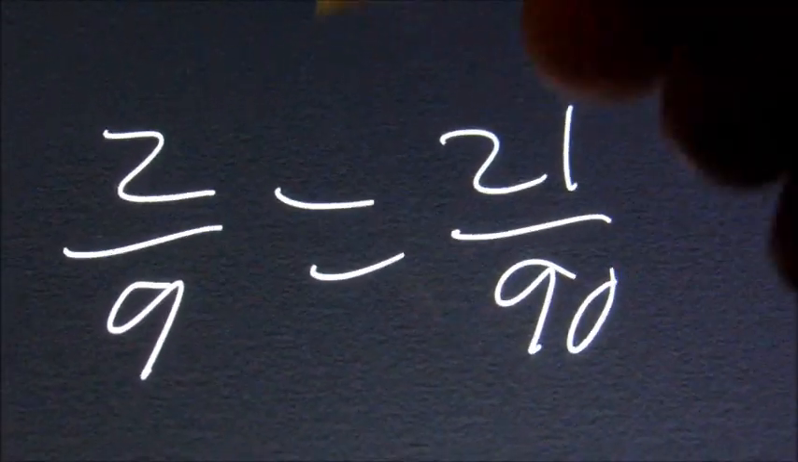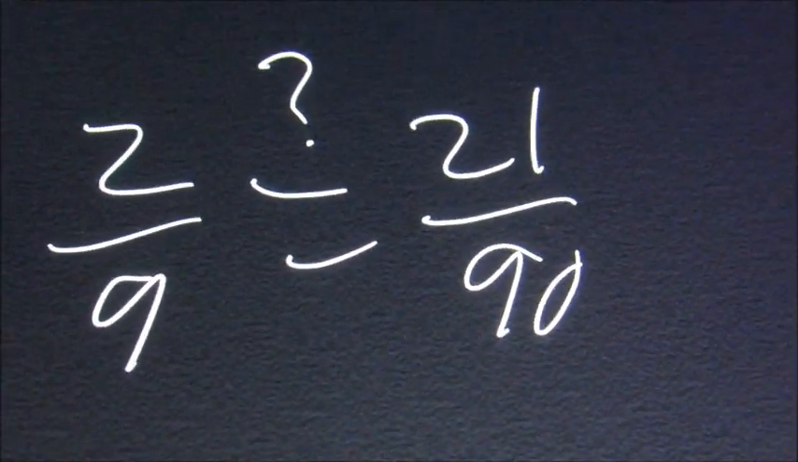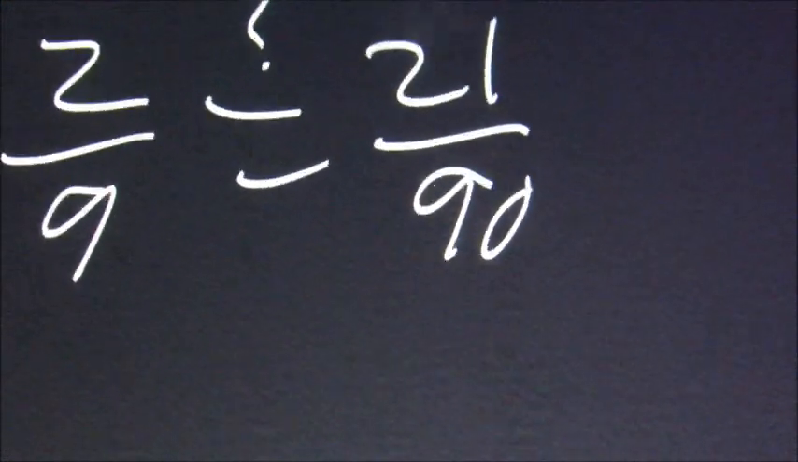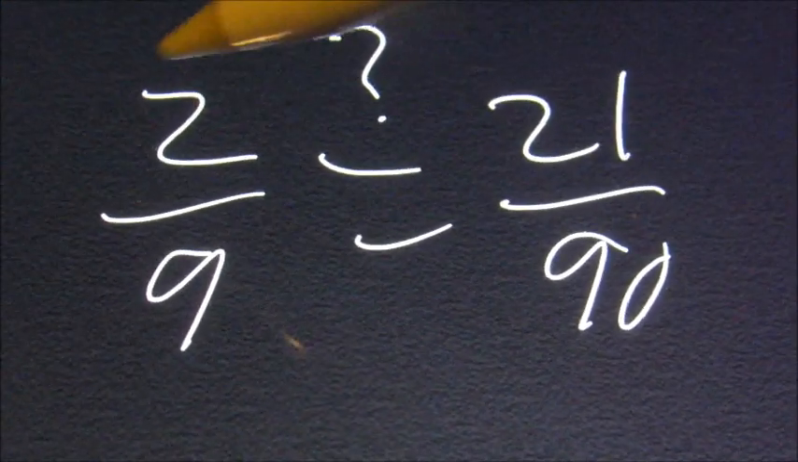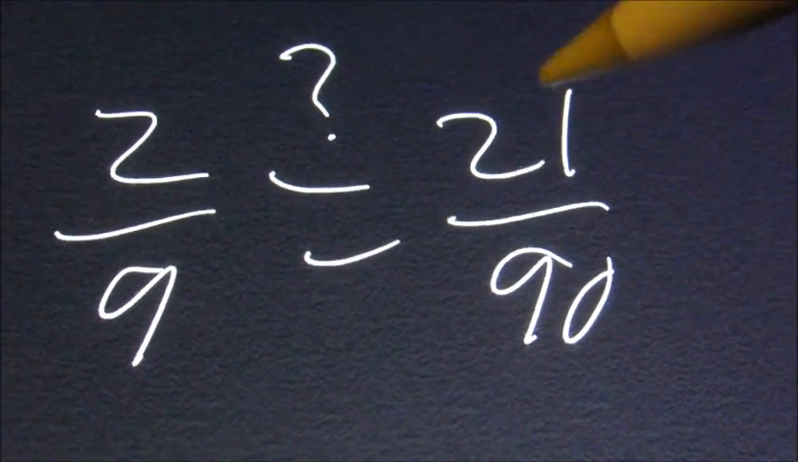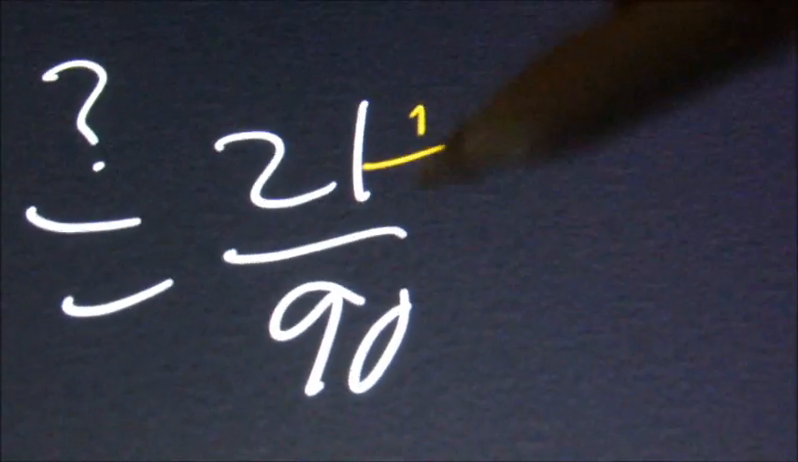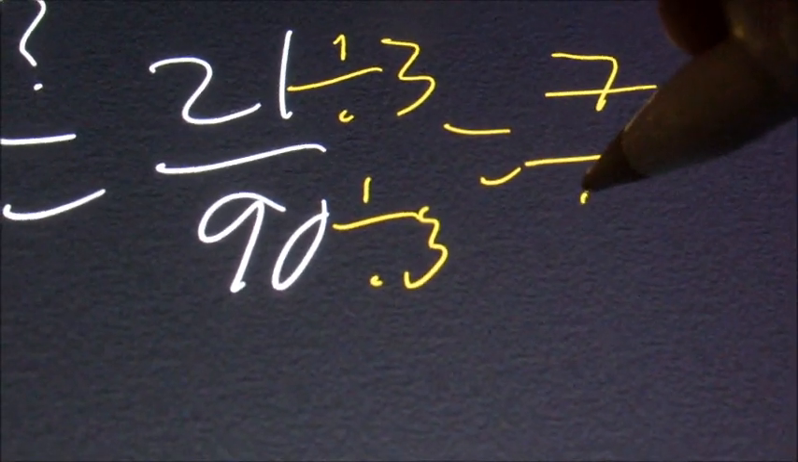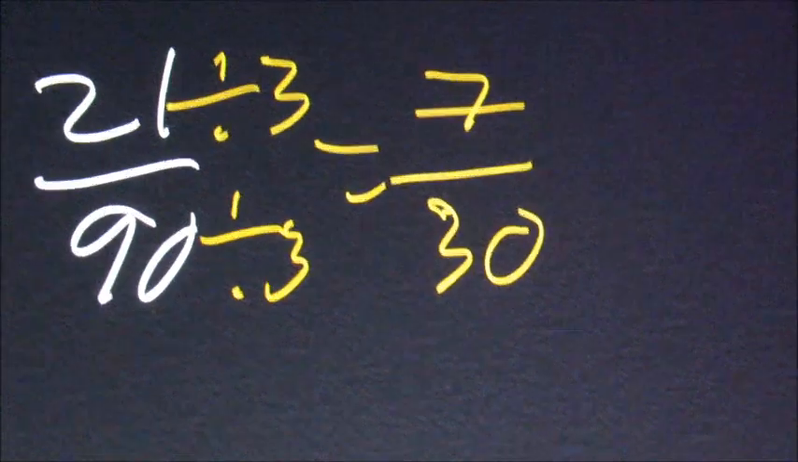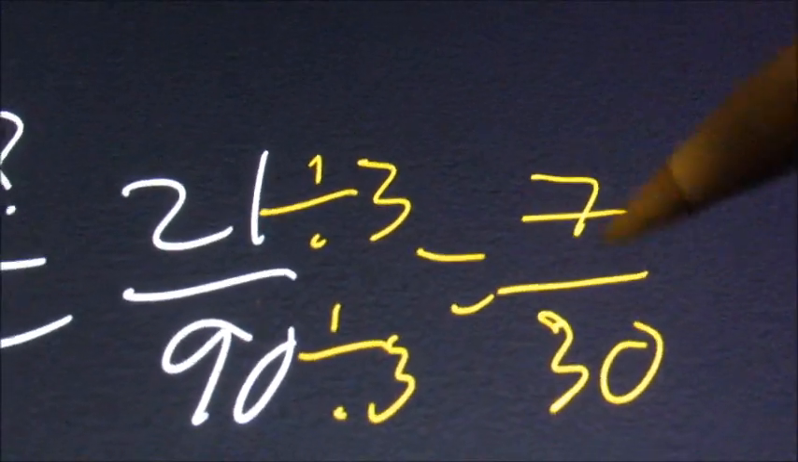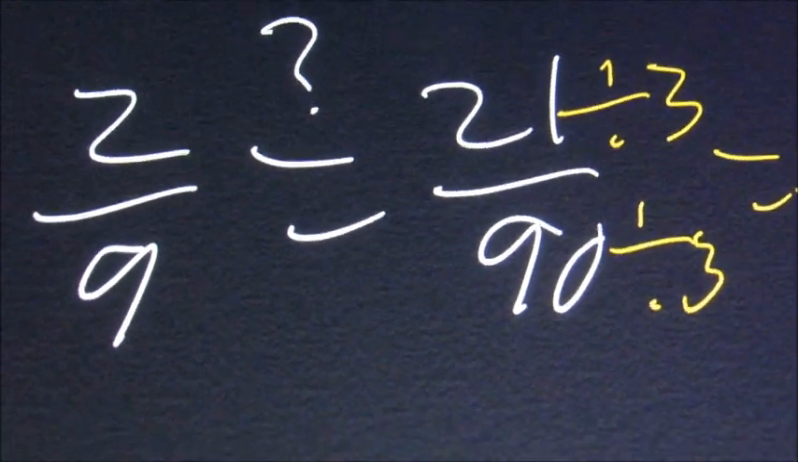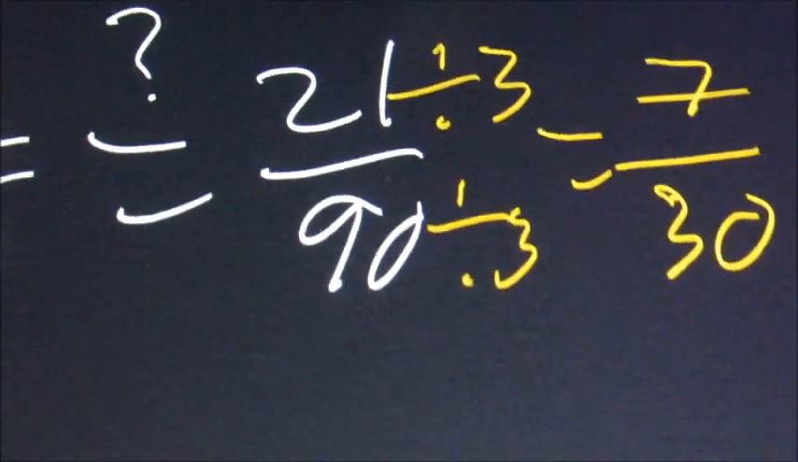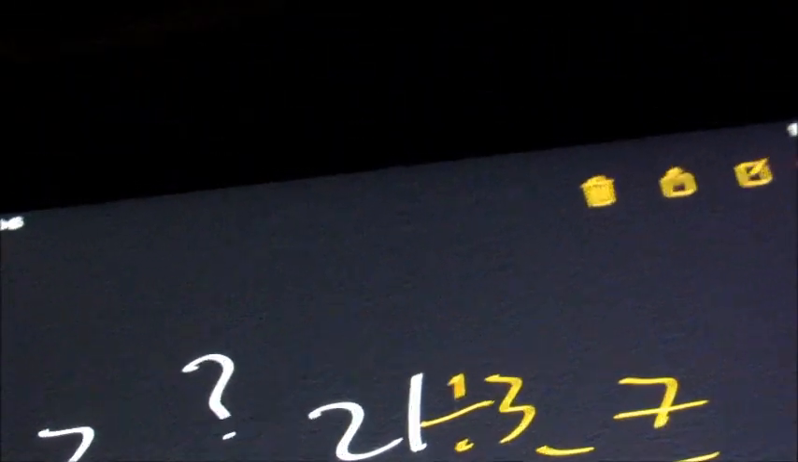Let's say we have 2 over 9 and 21 over 90. Are these equal to each other? So let's do the first method, where we can't simplify anything here, but we'll simplify this. We can divide both of these by 3, and we're going to get 7 over 30. Now we can't simplify this anymore, and we can't simplify that one. So these two, using this method, would not be equal.